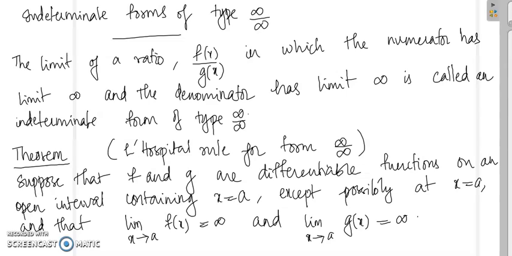Now let us look at the indeterminate form of type infinity by infinity. So 0 by 0 form, now when the numerator has limit infinity and the denominator has limit infinity, it is the infinity by infinity form. So the limit of the ratio f of x by g of x, in which the numerator has limit infinity and the denominator has limit infinity, is called an indeterminate form of type infinity by infinity.